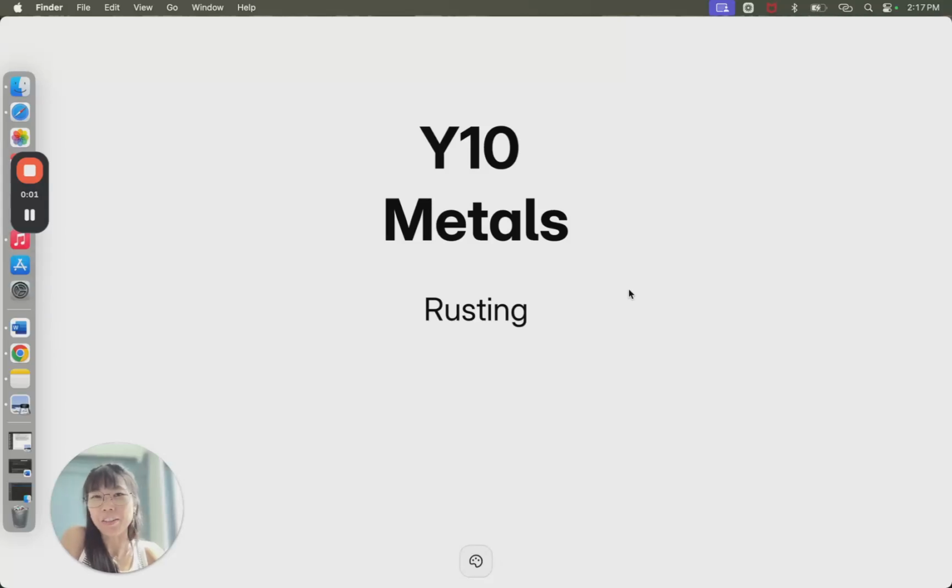Hello, we're going to continue our next revision on metals, and this is on rusting. Rusting is essentially a word that we can only use on iron, because when iron reacts with two things, which is oxygen and water, what we get is hydrated iron trioxide. And hydrated iron trioxide is essentially our rust. Okay, so without further ado, let's dive into these 12-mark questions.